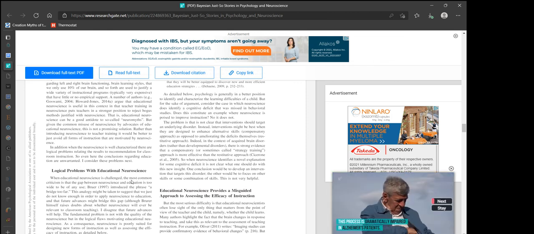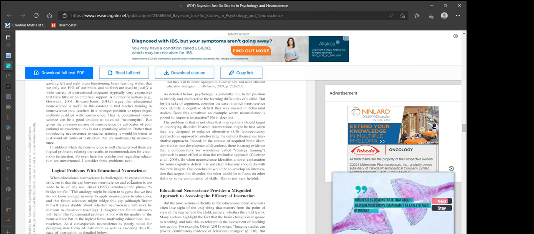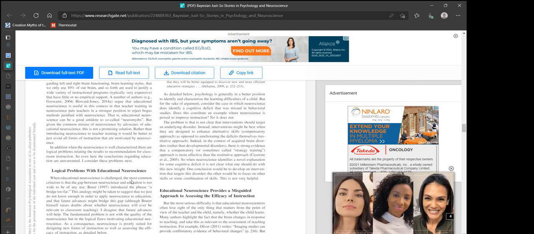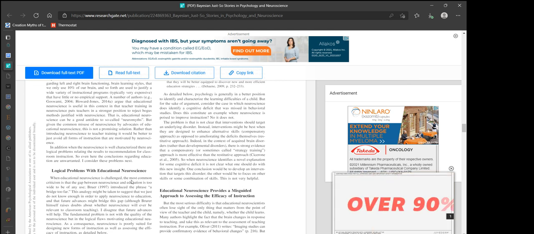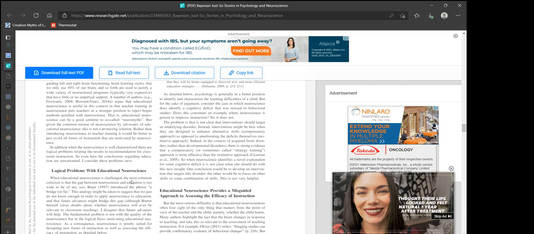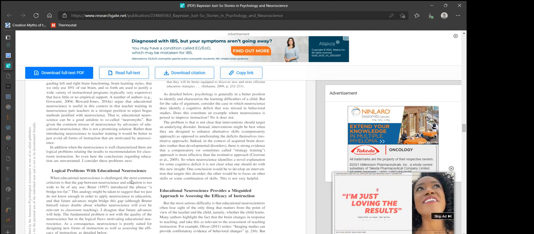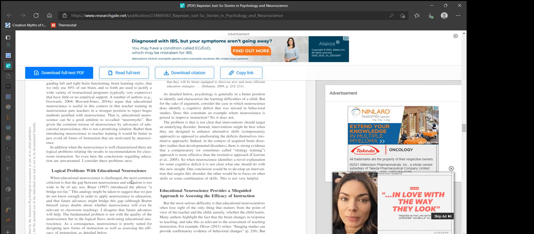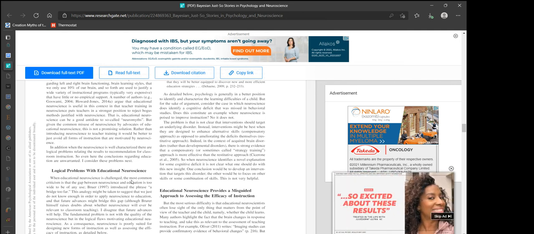As detailed below, psychology is generally in a better position to identify and characterize the learning difficulties of a child. But for the sake of argument, consider the case in which neuroscience does identify a cognitive deficit that was missed in behavioral studies. Does this constitute an example where neuroscience is poised to improve instruction? No, it does not.